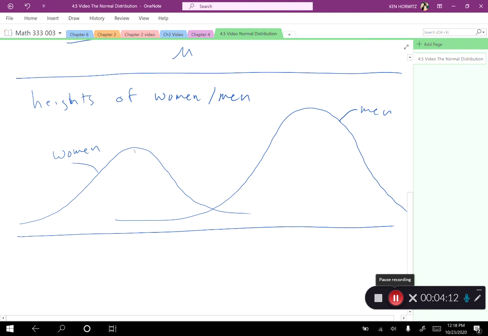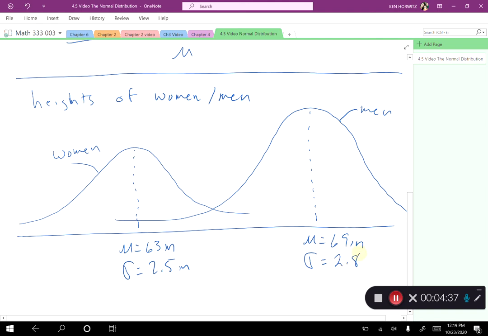So for example, for women, your average might be, let's say, 63 inches with a standard deviation of 2.5 inches. For men, your mean might be 69 inches with a standard deviation of 2.8. Or something to that effect. So the bell could be taller, could be shorter, could be moved left, could be moved right. It's not always necessarily in the center.